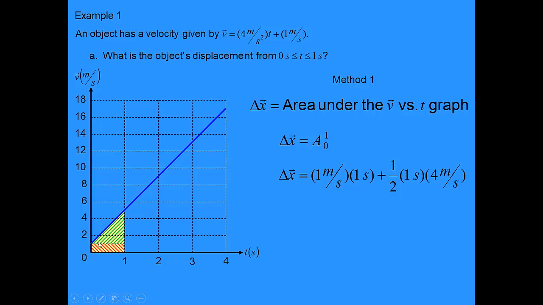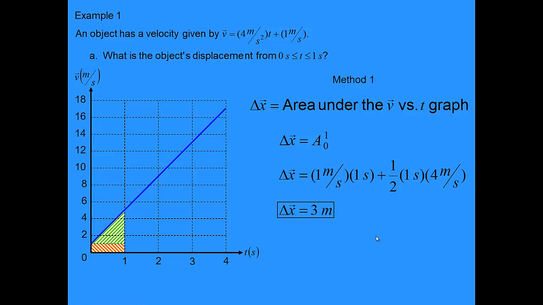Right? And that's 1 meter per second for 1 second. Notice that's 5. So the height of this triangle is 4 meters per second for 1 second times a half because it's a triangle. 1 times 1 is 1 meter. 1 times 1 times 4 over 2 is 2 meters. When you add those up, you get 3 meters. Are you okay with that?